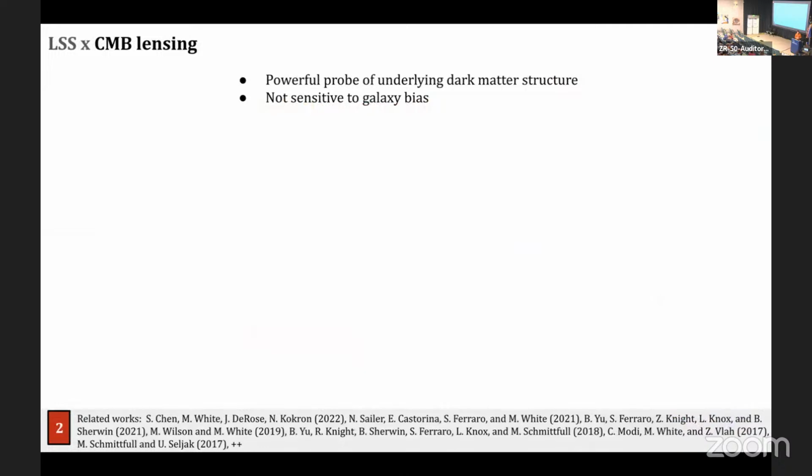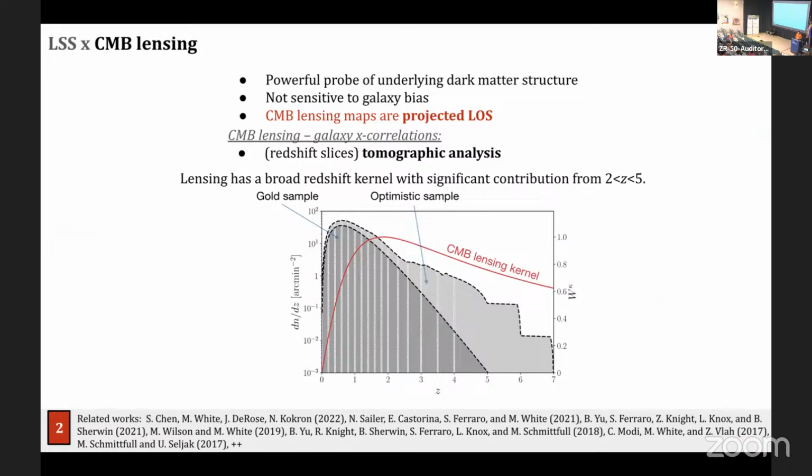CMB lensing is a very powerful probe of the underlying dark matter structure. It's not sensitive to galaxy bias, but the CMB maps are projected maps on the line of sight. So the lensing information is projected on the line of sight. And galaxy cross-correlations really allow us to measure lensing in redshift slices and perform tomographic analysis of lensing, which of course has a very broad redshift kernel, with significant contributions from redshift 2 to 5, and the kernel peaking around 2. These upcoming surveys like Spec S5 can indeed improve the information content from CMB lensing upon cross-correlation very significantly.